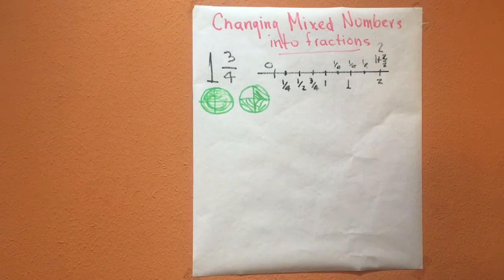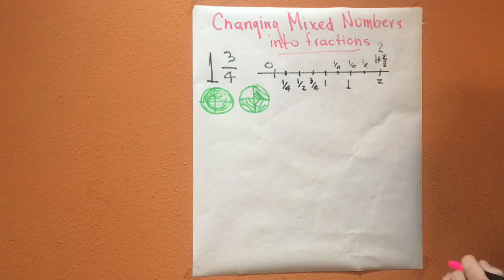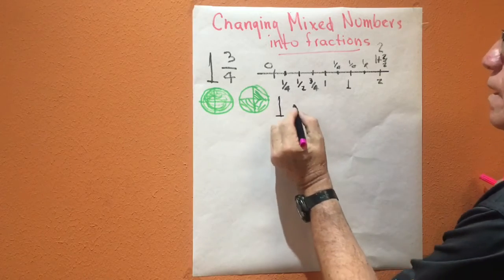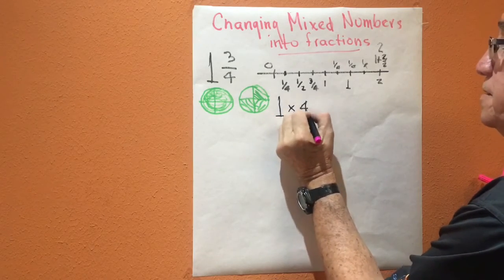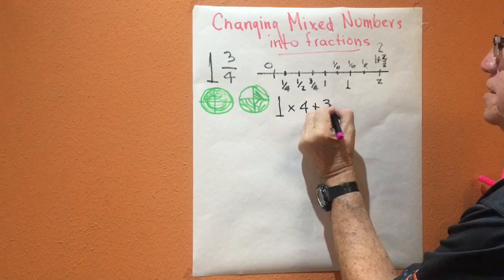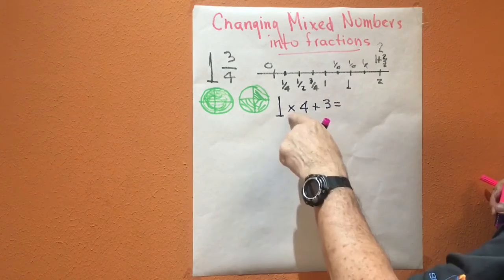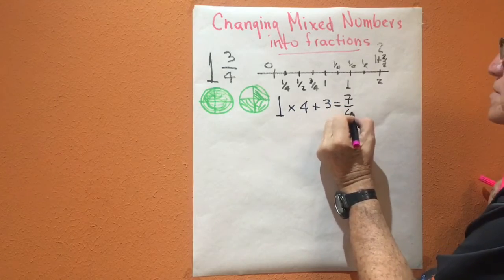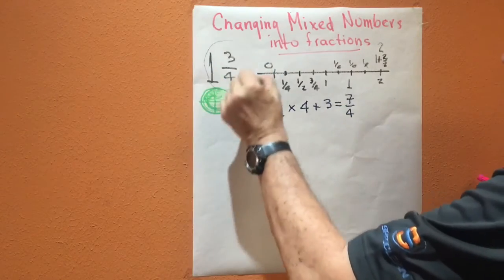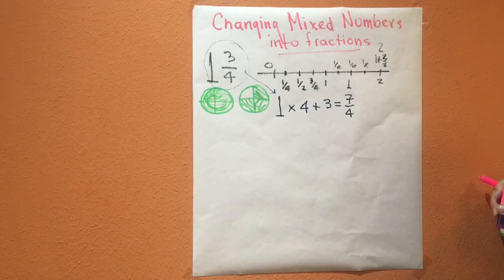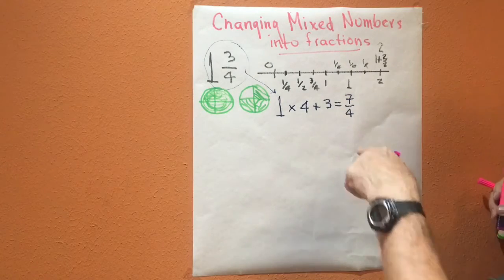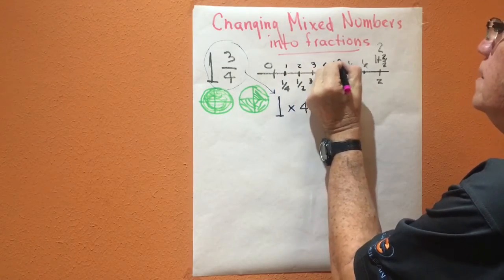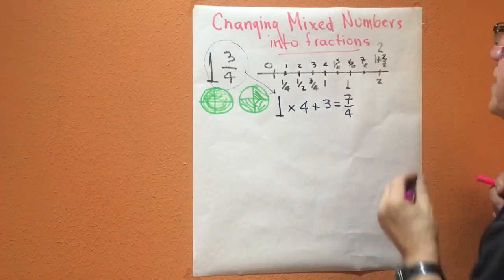Now, how can we change it into an improper fraction? Well, we change it by doing this. We use 1, we multiply by the denominator, and we add the numerator. So what's the answer? 1 times 4 is 4 plus 3 is 7/4. Okay, so this number has been changed into this. And let's see if it works. How many fourths do we have? 1, 2, 3, 4, 5, 6, and 7/4.